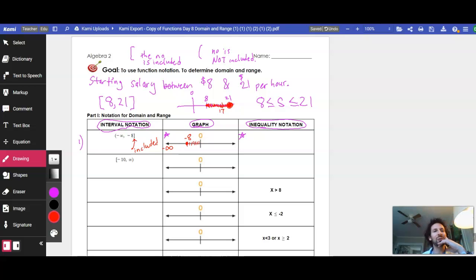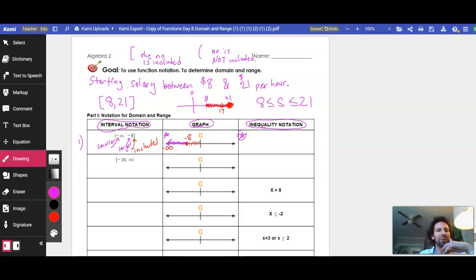And because it's all the numbers in between there, we want to shade everything to the left of negative 8, since we're going from negative infinity until negative 8. And remember, in this interval notation, it's always the smaller goes on the left and the larger goes on the right. Okay, so we've expressed that inequality in a graph.